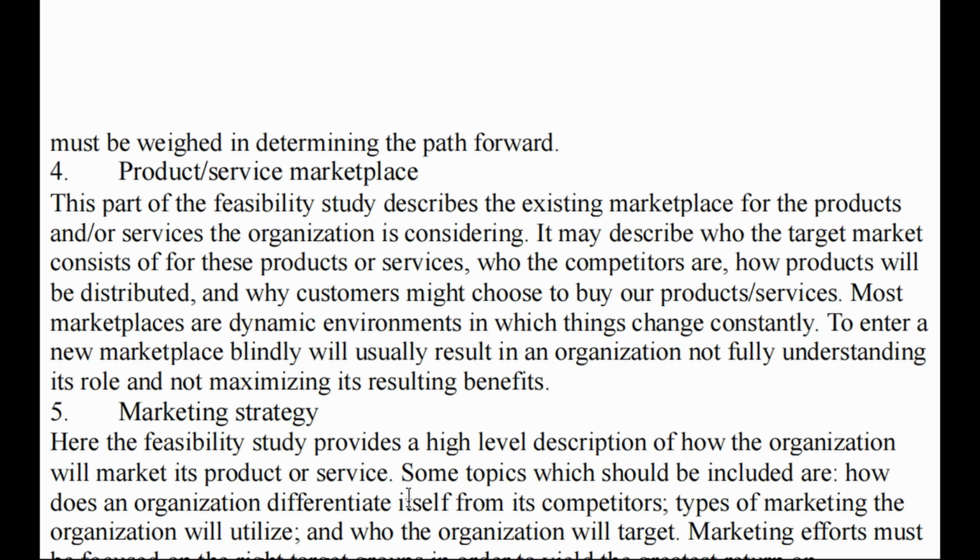And the market strategy section of our feasibility study provides a high level description of how the organization will market its product or services. Paytm will be marketed as a good product. How? We can give a discount, and we can book a flight ticket or bus ticket, or else we can order food, which will be given to users.